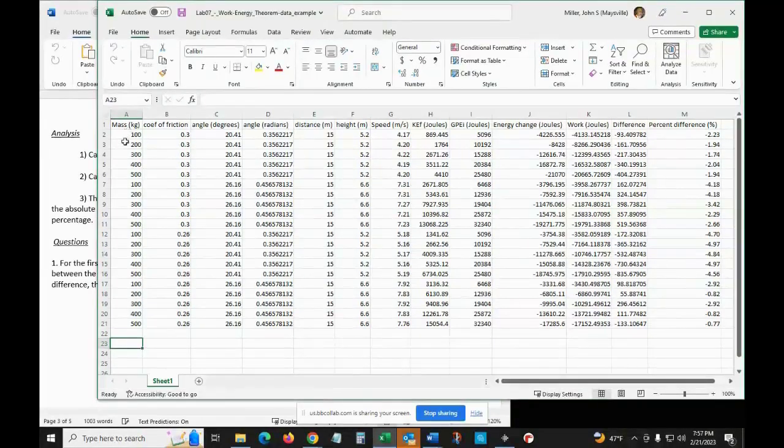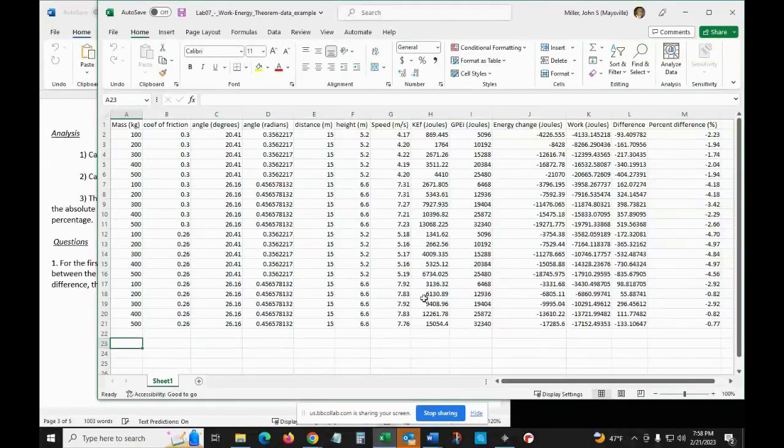Here is my example for using Excel. I have my masses for all 4 data tables in kilograms, the coefficient of friction values, the angles, and a separate column for the angles in radians, which is needed to do calculations in Excel. The distance along the incline in meters, the height in meters, and the speed in meters per second.